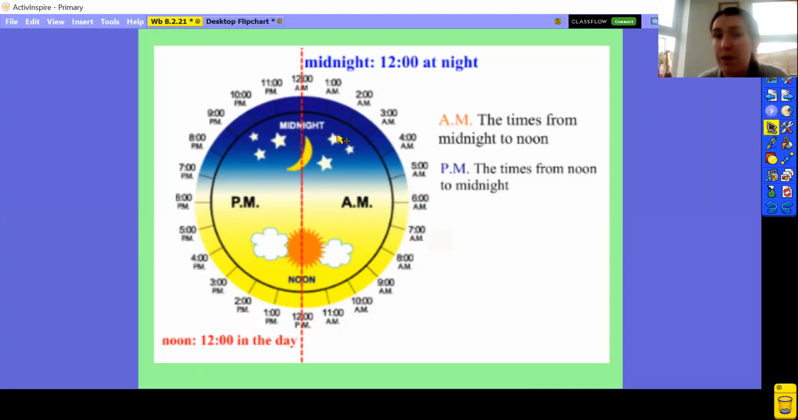And people often get confused with 12 a.m. and 12 p.m. People might think that because midnight is nighttime, it should be p.m., and it's not. So 12 a.m. is the start of the day, so midnight, and 12 p.m. is that lunchtime time.